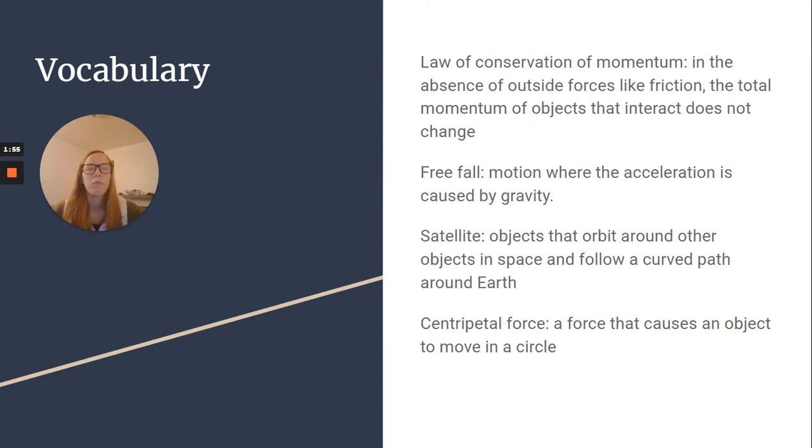Law of conservation of momentum. In the absence of outside forces like friction, the total momentum of objects that interact does not change. Free fall, motion where the acceleration is caused by gravity.